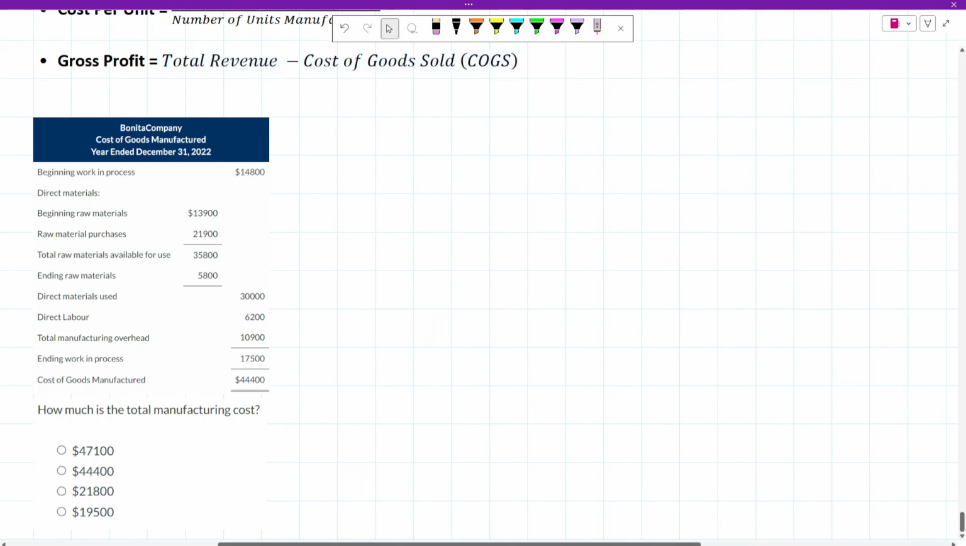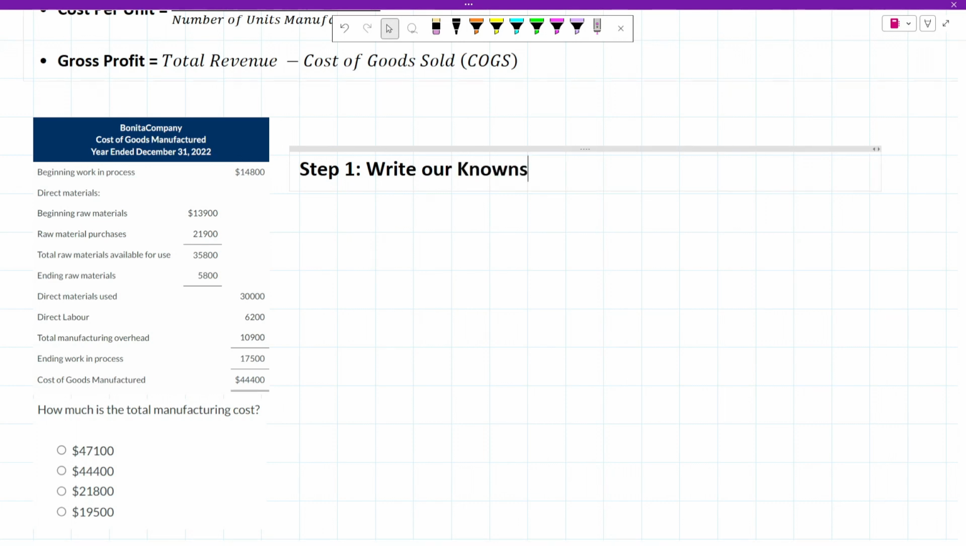So what I like to do is to do this in steps. So step one, write our knowns. Sometimes in a question, we may be given a lot of things. Let's say for this question, we're given 2, 3, 4, 5, 6, 7, 8, 9, 10 things with numbers. So sometimes it can get overwhelming or confusing. So using steps is a way to condense it and to make everything more clear.